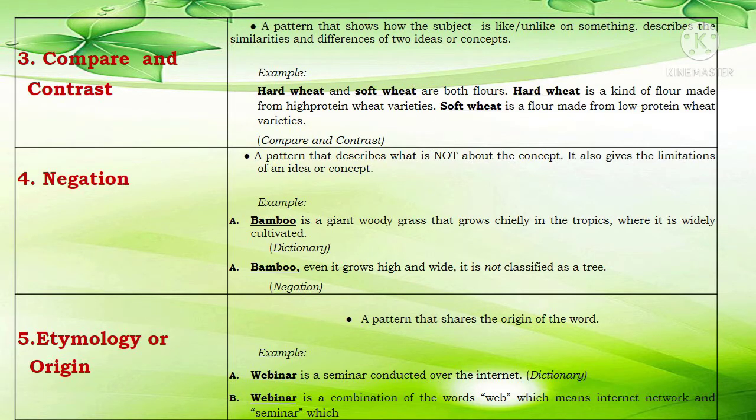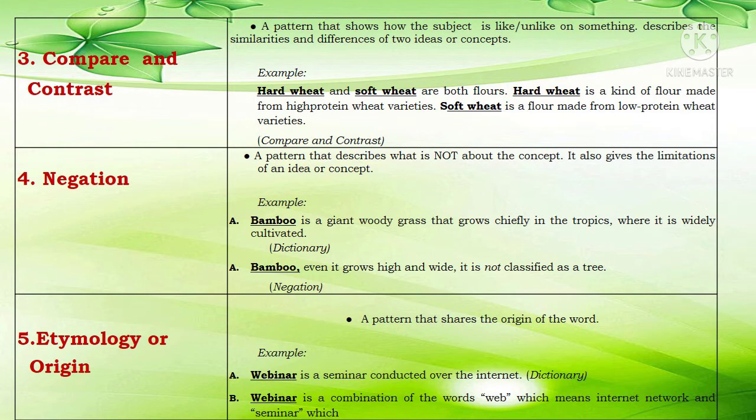Number 3, compare and contrast. It is a pattern that shows how the subject is like or unlike something, and describes the similarities and differences of two ideas or concepts. For example, hard wheat and soft wheat are both flours. Hard wheat is a kind of flour made from high protein wheat varieties. Soft wheat is a flour made from low protein wheat varieties.